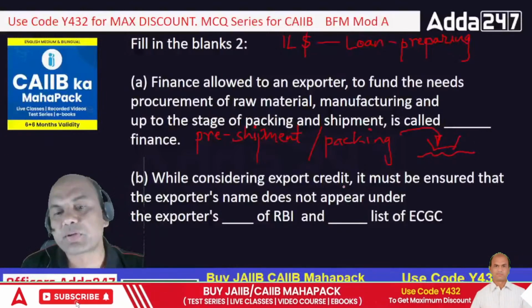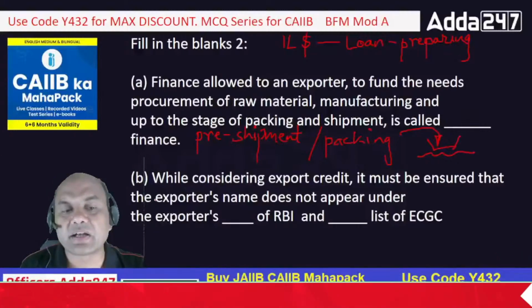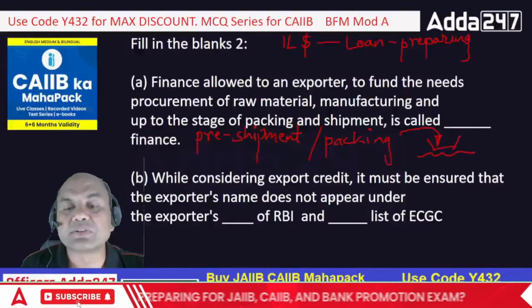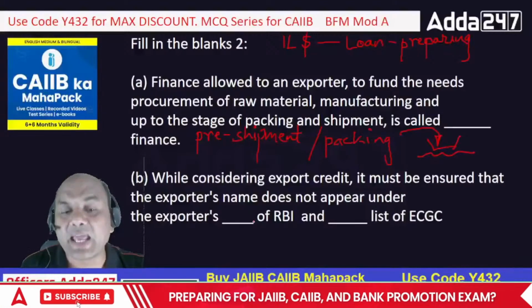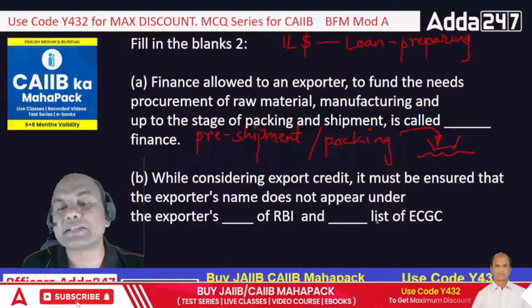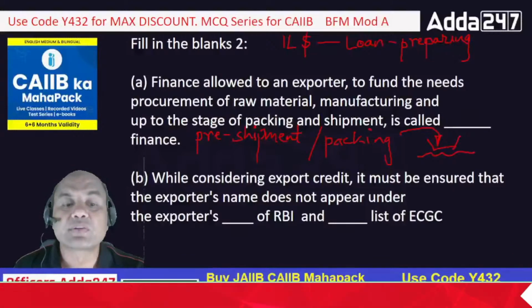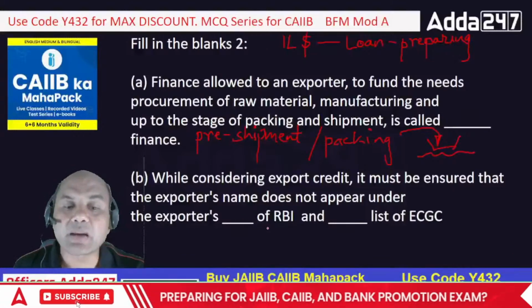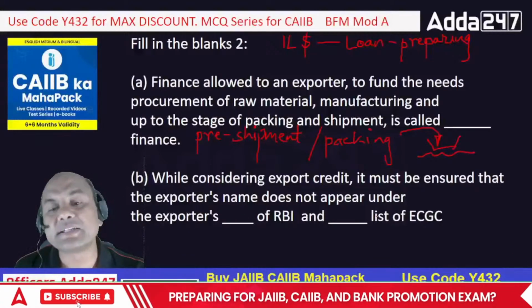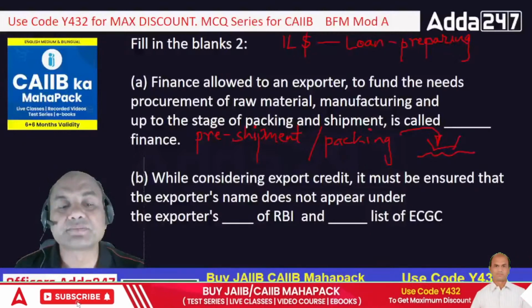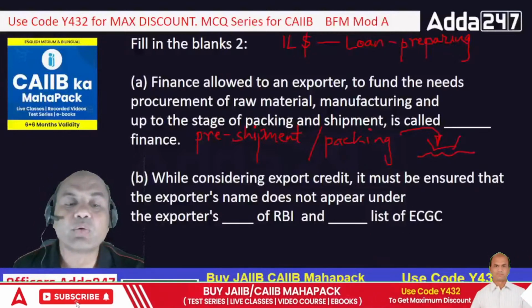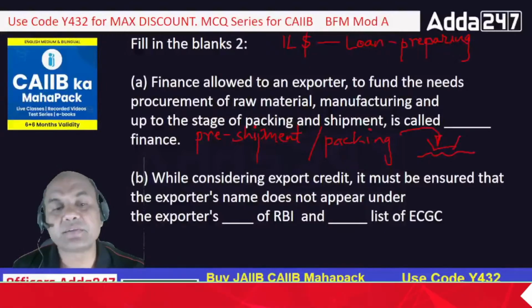While considering export credit, it must be ensured that the exporter's name does not appear under the exporter's dash of RBI and dash list of ECGC. Very important. Okay. So what is that? RBI issues which type of list and ECGC issues which type of list? Who can give me the answer?